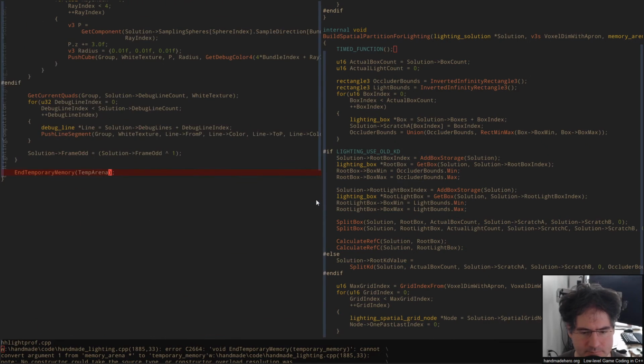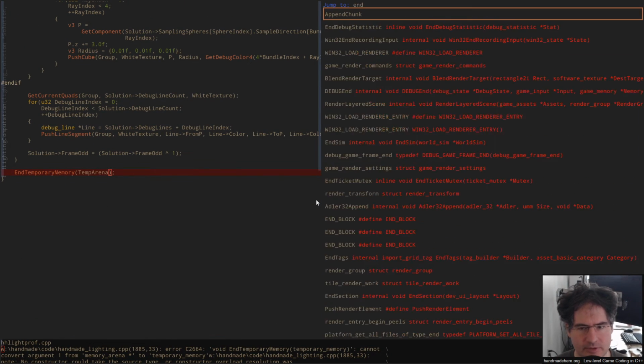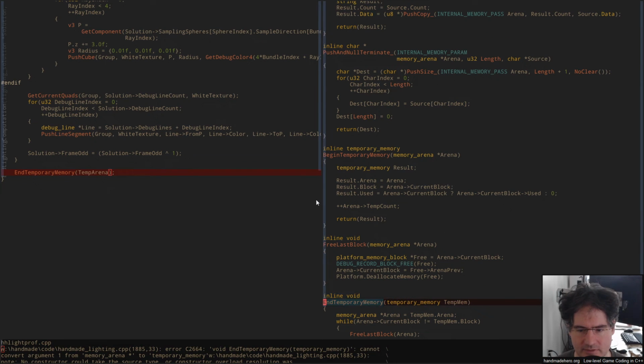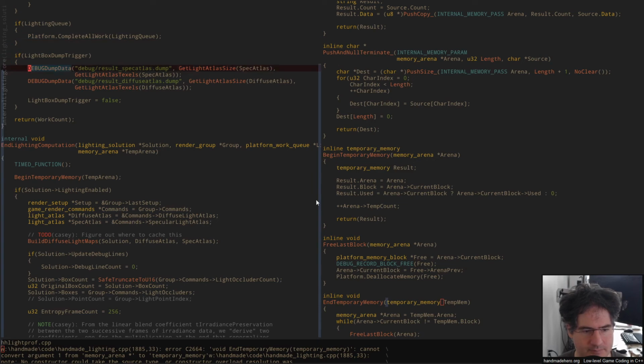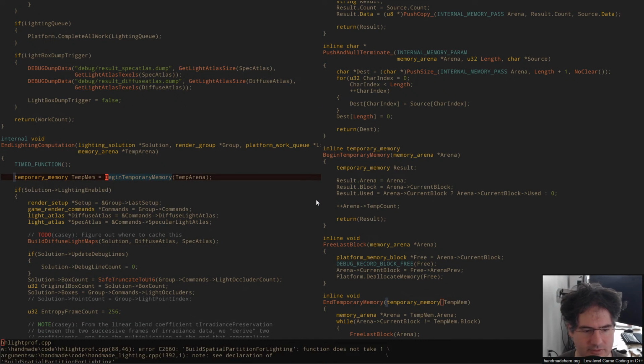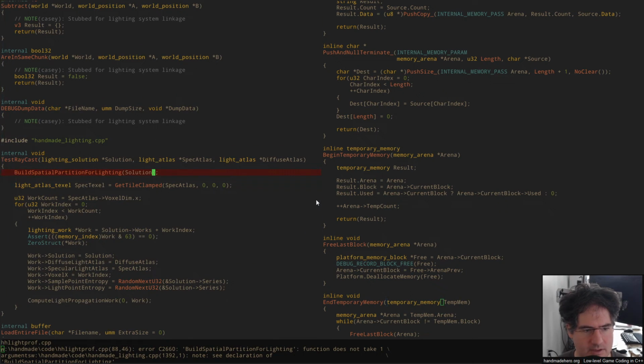And I think that's it. So the end temporary memory, I don't remember exactly how we did this in Handmade Hero specifically. Okay, so it's just a temp mem. Basically we have a temp mem that gets set whenever we begin the temporary sweep, and then it gets reset at the end. So it just looks like that. I think that's about it.